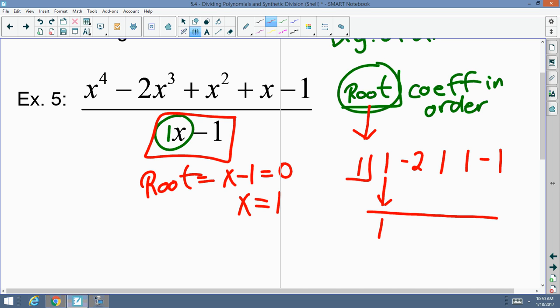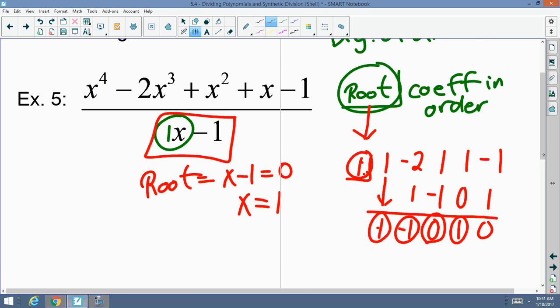Drop the first number. Now, multiply the root times this first number. So what's 1 times 1? It's 1. Now add. What's negative 2 plus 1? Negative 1. Now what's 1 times negative 1? Negative 1. What's 1 minus 1? What's 1 times 0? What's 1 plus 0? What's 1 times 1? What's negative 1 plus 1?